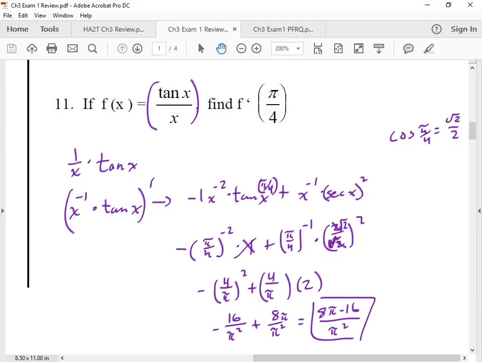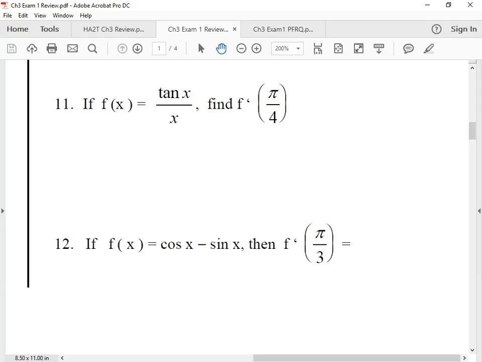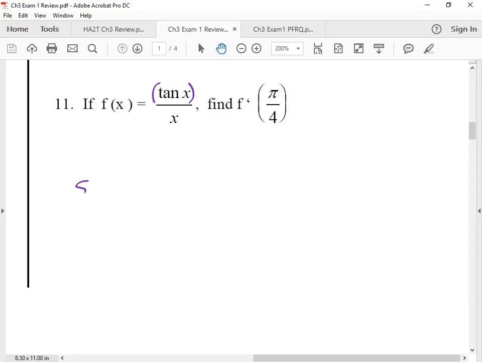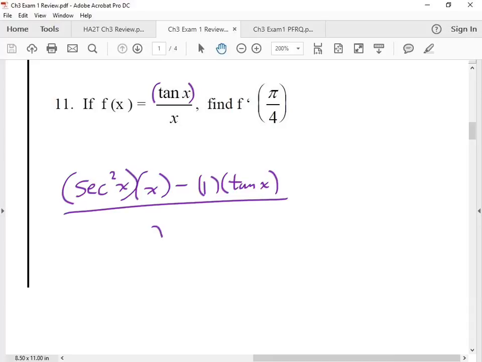Okay, now for you quotient rule lovers. What if you're like, no, I just want to do a quotient rule? Okay, if you want to do a quotient rule, you would first take the derivative of the top. So that would be secant squared x, and then you would multiply it times the bottom, minus the derivative of the bottom. What's the derivative of x? 1, and then times the top, so tangent x. Then I take that all and I divide it by the bottom squared.